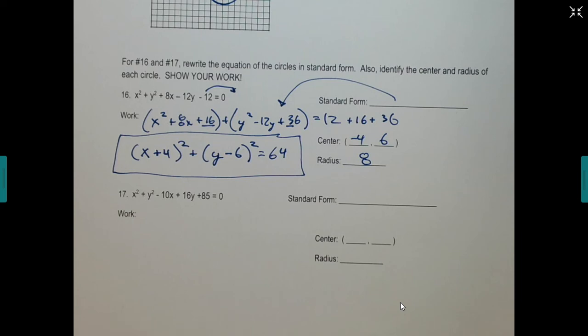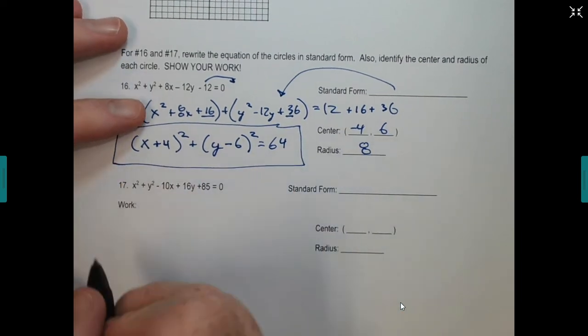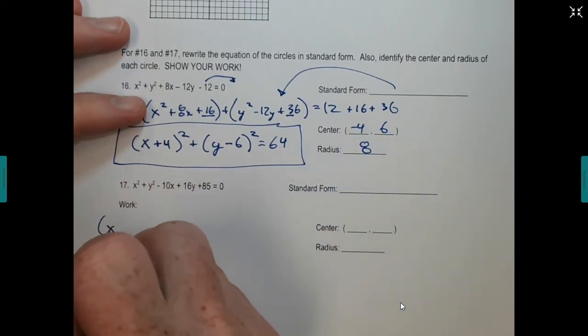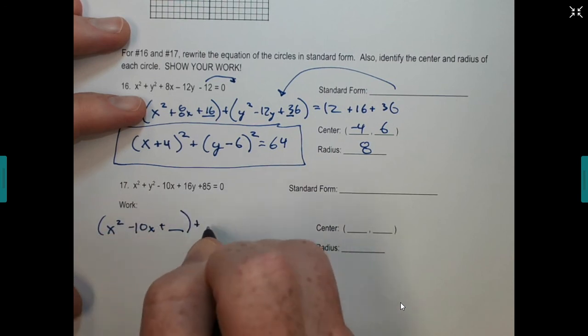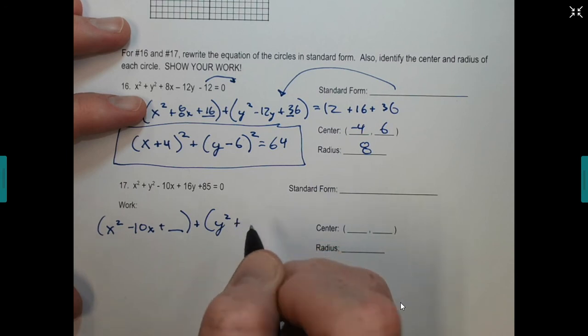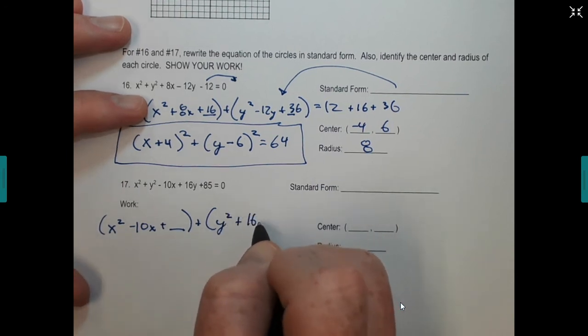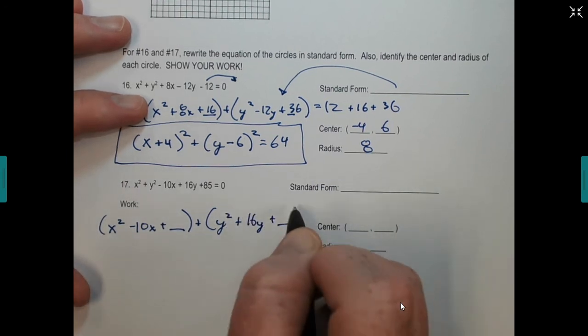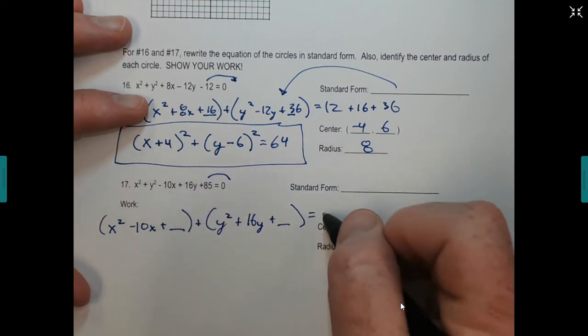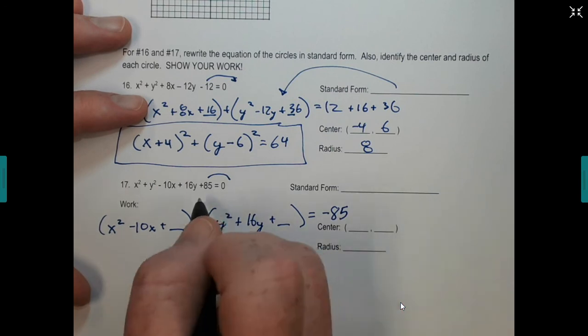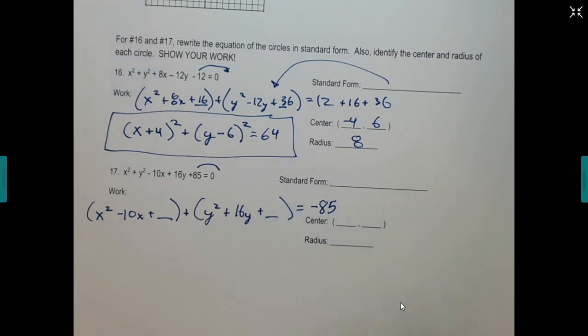Cool, let's practice again. Step 1, isolate the variables. Leave a blank for c, my new c, which we're going to complete the square to find out. And let's move the 85 to the other side. So it's going to be a negative 85 on the other side since it's positive. The only way to move it over there is to subtract it.